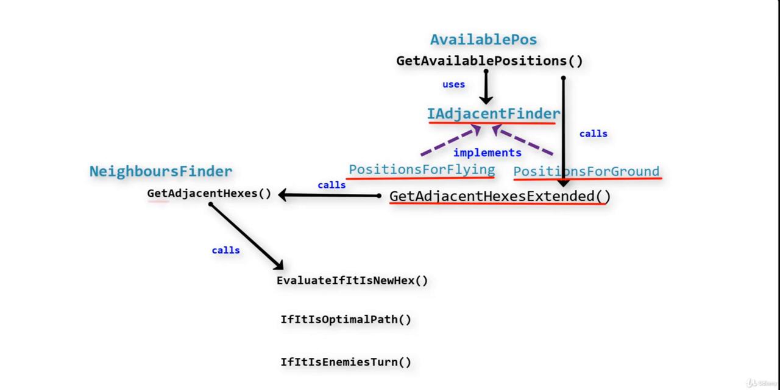GetAdjacentHexesExtended method calls getAdjacentHexes method that is a member of NeighborsFinder script. GetAdjacentHexes uses the ifItisNewHex method. Here we are going to modify the structure and make the structure more difficult, but more flexible and editable.